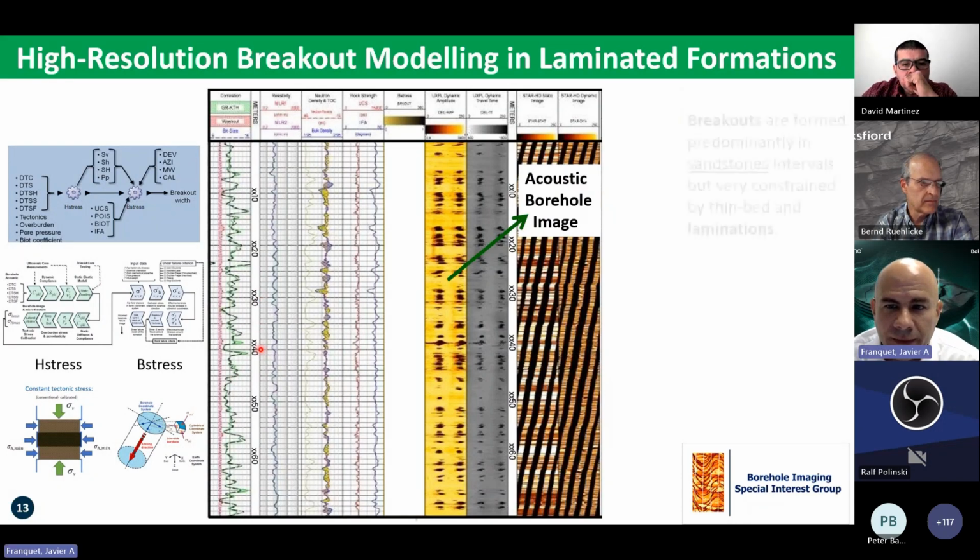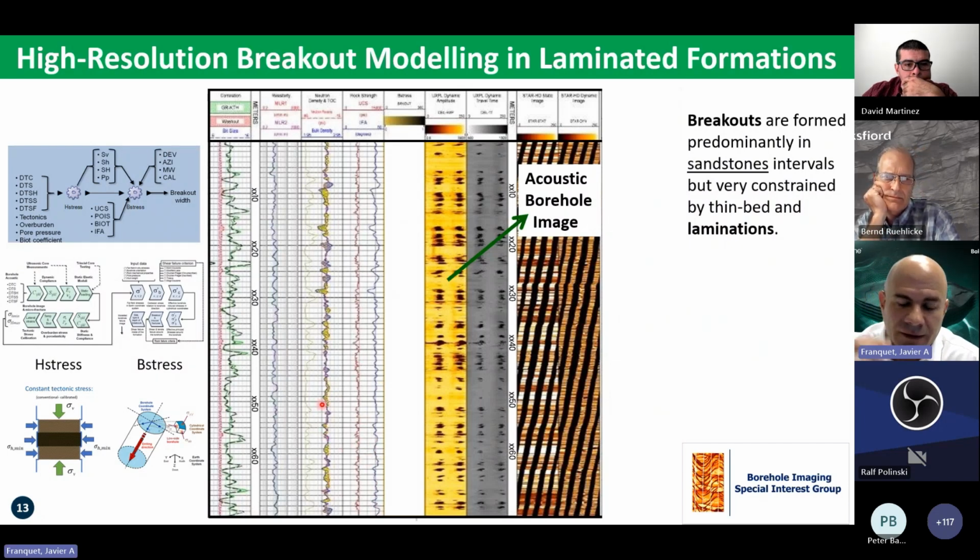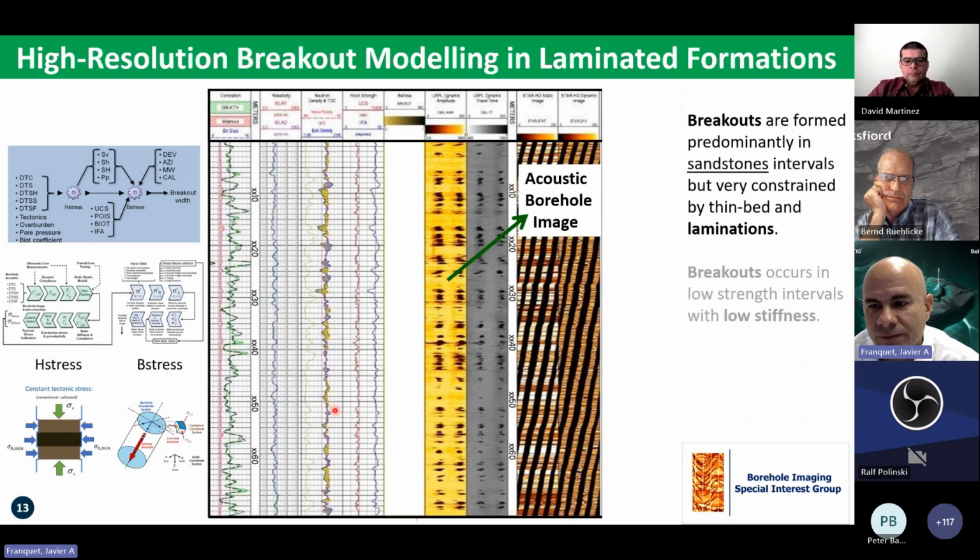And the question here is, okay, where are the breakouts happening? Well, they are happening predominantly in the sandstones, but it's very well constrained by thin beds. As you can see, there are very clear breakouts that are very well constrained to the beds. And you can see from the resistivity image, it's very highly laminated. So we need to come up with something better than the very robust DTC and DTS and density, which are at a higher sampling and not so much vertical resolution.